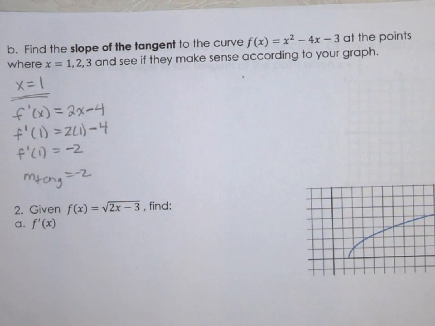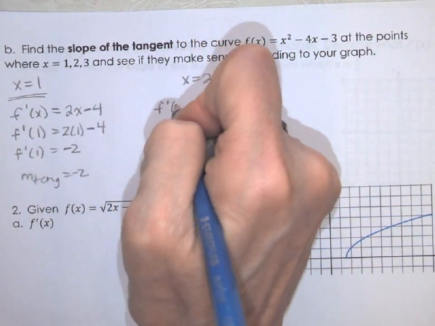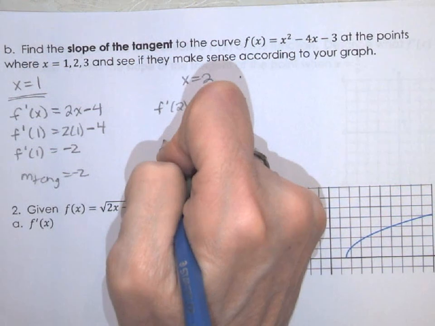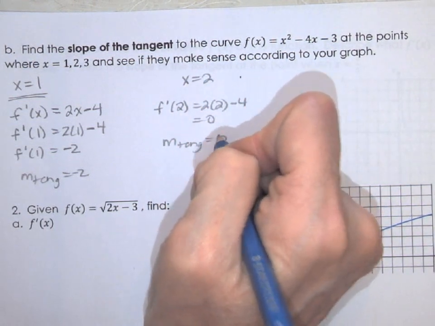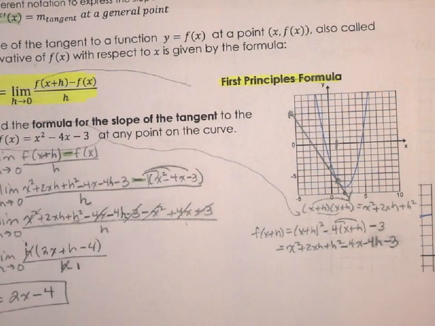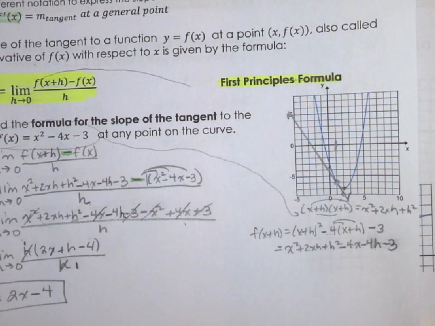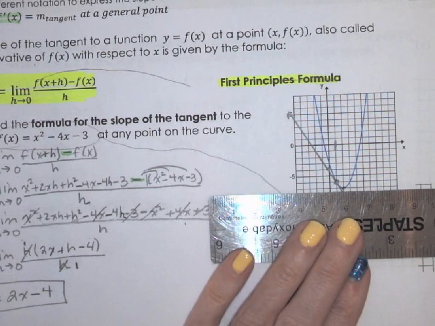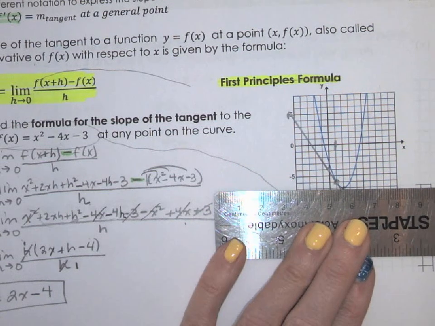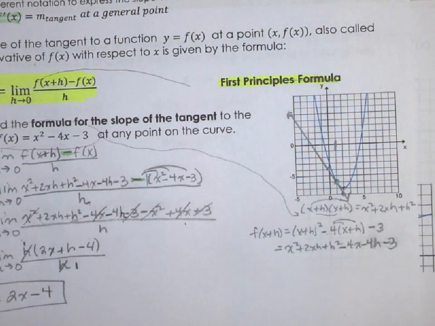Next, we want to find the slope of the tangent to that curve when x is 2. So f prime at 2 is going to be 2 times 2 minus 4, or 0. And we know that a slope of 0 is horizontal. So it's when x is 2. We're at the vertex there, or a valley, and you can see that the slope of the tangent is going to keep getting smaller until it gets to 0 right here when x is 2, and then it's going to start to become positive after that.